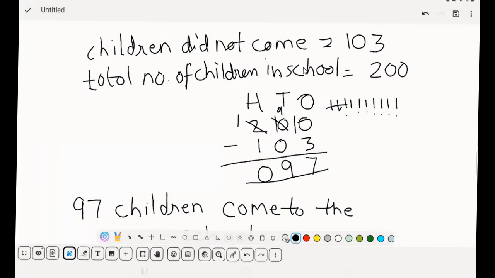And now the 10 is subtracted. The 3 is subtracted from the 10. Then 10 minus 3 is 7. Now the new number in the tens group is 9. 9 minus 0 is the number itself, 9. And 1 minus 1 is 0. That will be the 97 answer. Now 97 children come to the school on that day.